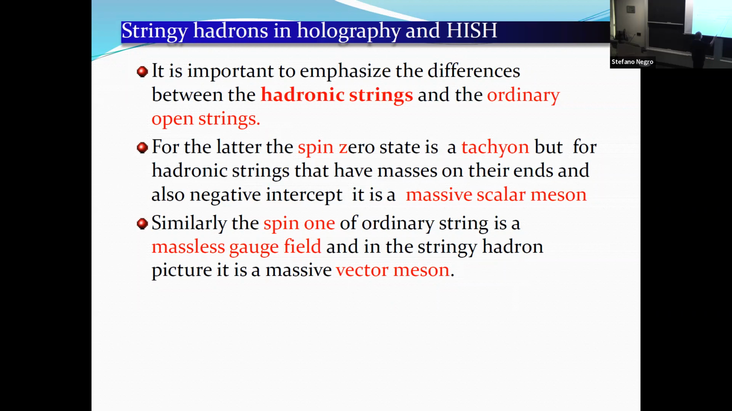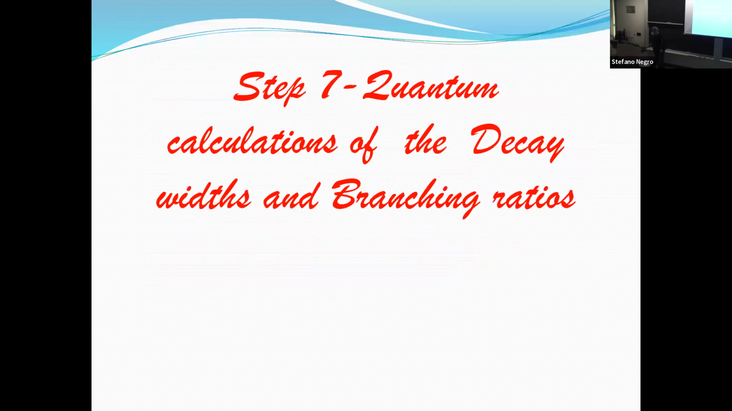The spin 0 is not a tachyon, it's a massive scalar meson, and the spin 1 is not a gauge field, it's not massless, but it's a massive vector meson. Okay. So now we'll go to something which is, I think, less known, and that is how do we describe decay processes of hadrons?